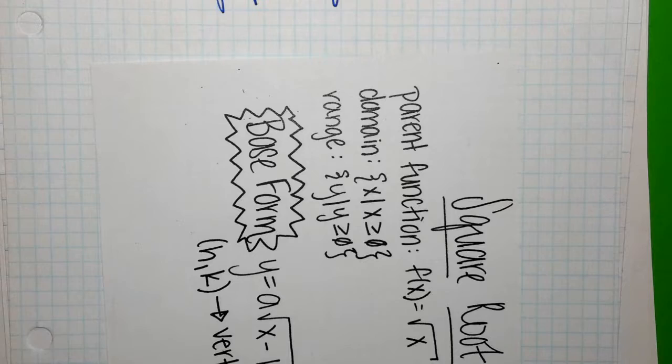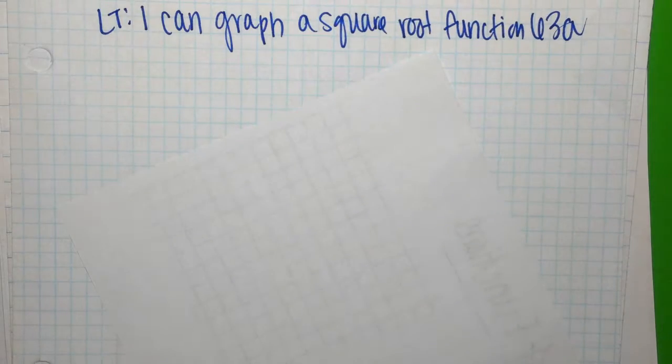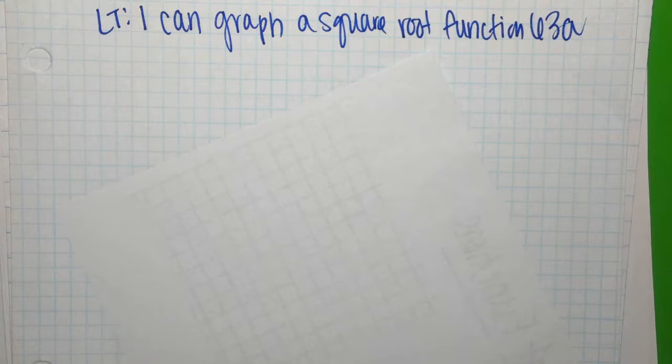I want you to take this down. So our learning target says I can graph a square root function. That's what we're going to be able to do by the end of this class period. Is everybody ready? Okay.